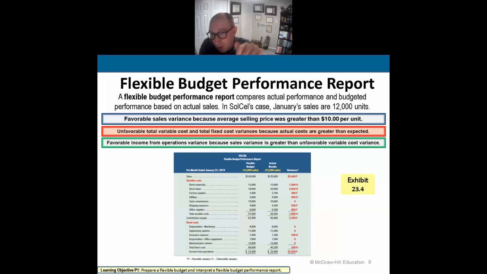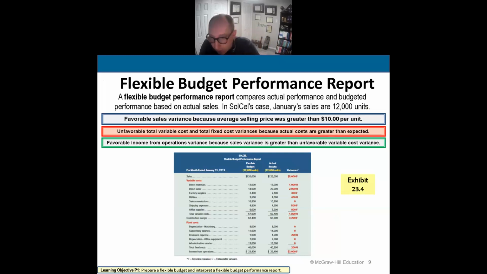Because I'm using a flexible budget, I can adjust that budget based off of my actual performance. I budgeted for 10,000 units, 12,000 units, and 14,000 units, right? I sold 12,000. Great. I have a budgeted column for that. So my sales, 12,000 units, I expected to come in at 120,000. I actually came in at 125,000.